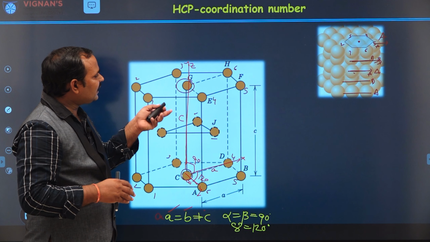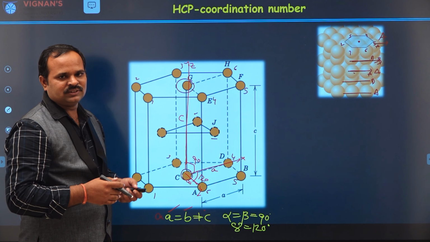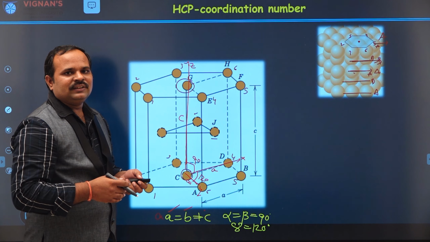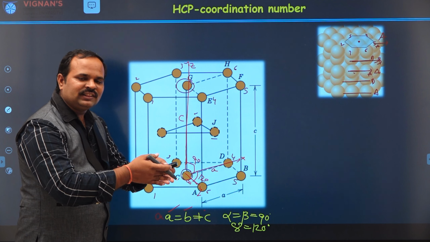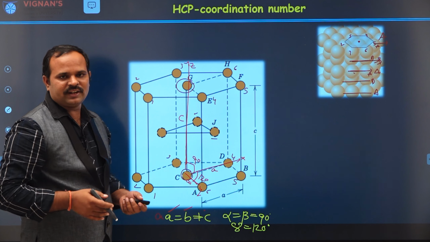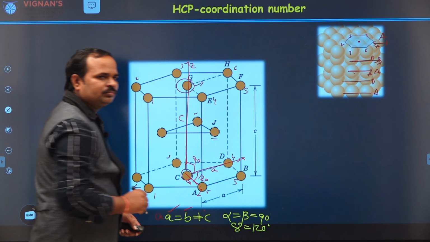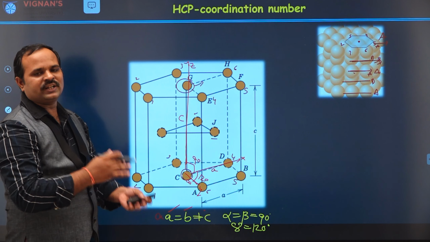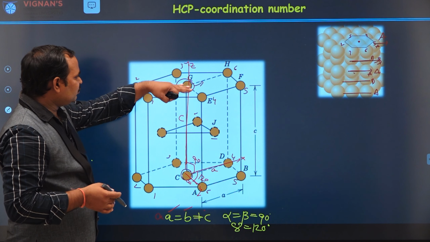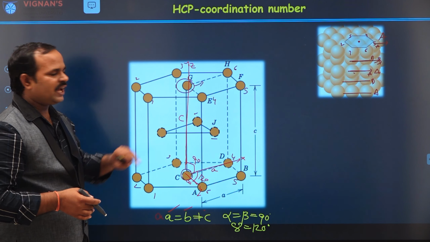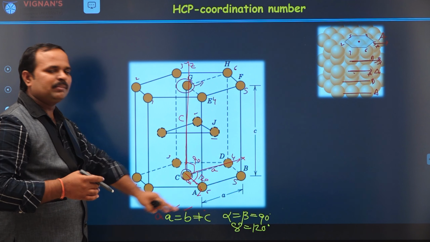So, in order to calculate the coordination number, meaning the number of nearest neighbors, that means how many atoms are there with equal distances for a particular atom. Let us consider this is a reference atom. To find out the coordination number, one unit cell is not enough. We also have to imagine one more unit cell on the upper side or the bottom side.